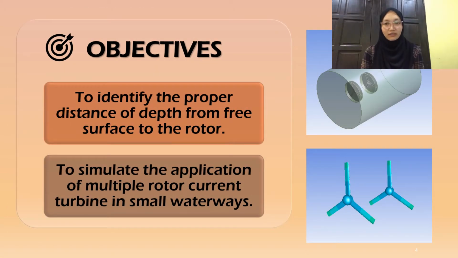Next is the objective. This research consists of two objectives, which are: the first is to identify the proper distance of depth from the free surface to the rotor, and second is to simulate the application of multiple rotor current turbine in a small waterway such as rivers, estuaries, lakes, and others.